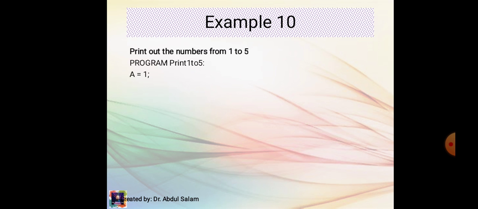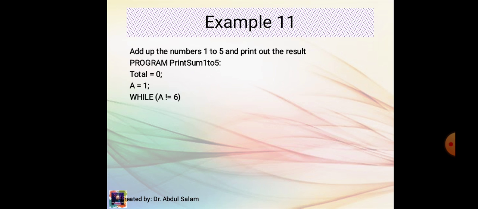Example number 10. Print out the numbers from 1 to 5. Example number 11. Add up the numbers 1 to 5 and print out the result. Program: print sum 1 to 5. First of all, initialize total with 0.